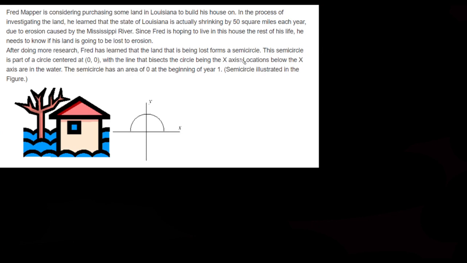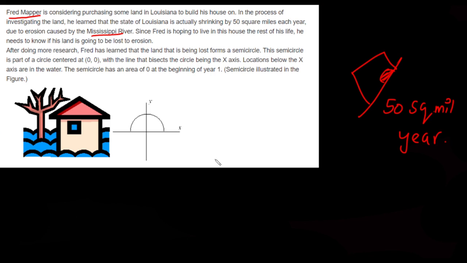So this is actually rather a simple problem, and this one person named Fred Mapper wanted to find a house. He was planning to build it near Mississippi River. So after some research he discovered that the land is decaying or shrinking 50 square miles per year. So then he was worried that because he wanted to live in that house for whole of his life, he didn't want to lose it to erosion.